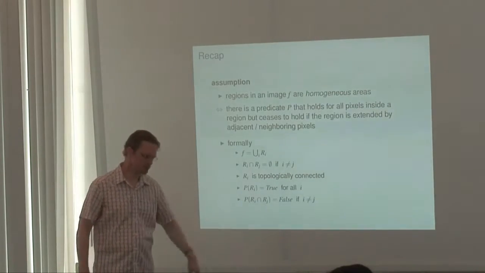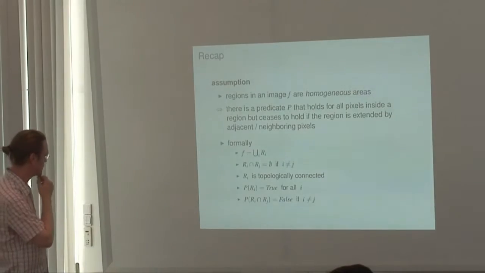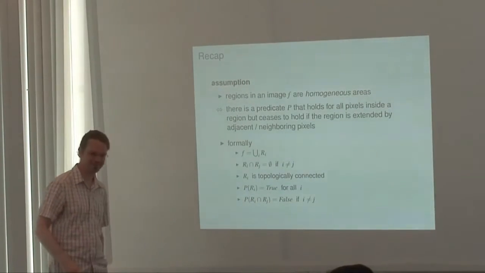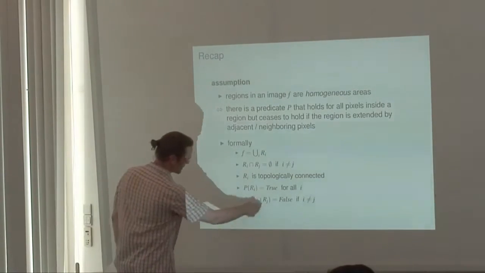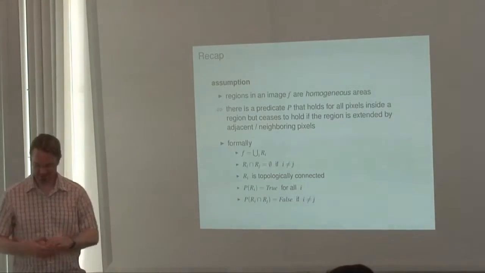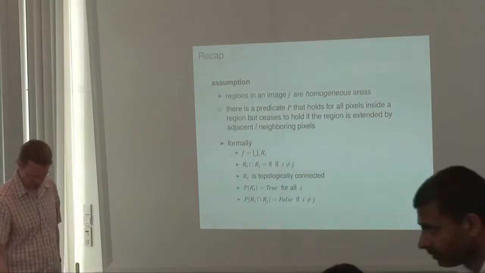And again, if we evaluate the predicate for, this actually should have been a union and not an intersection, I'm sorry. It should be a union rather than an intersection, so turn it upside down. If we were to evaluate the predicate on the merger of two regions, it should evaluate to false.